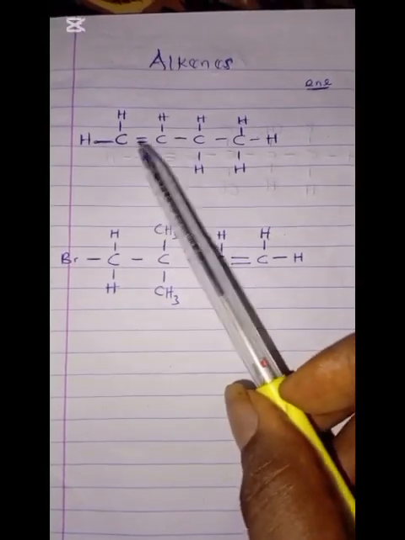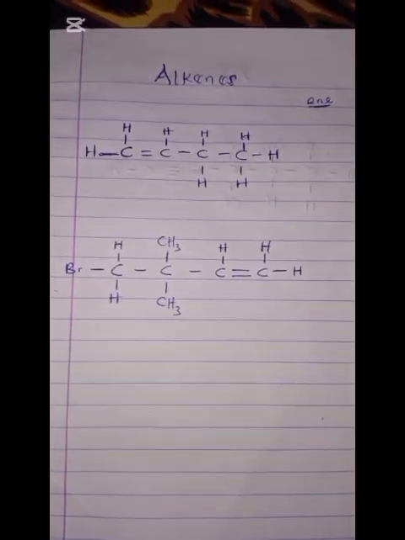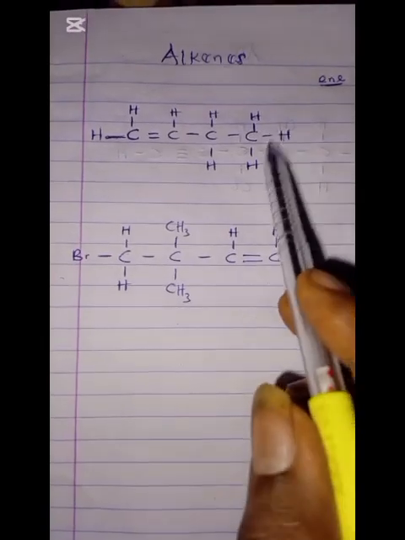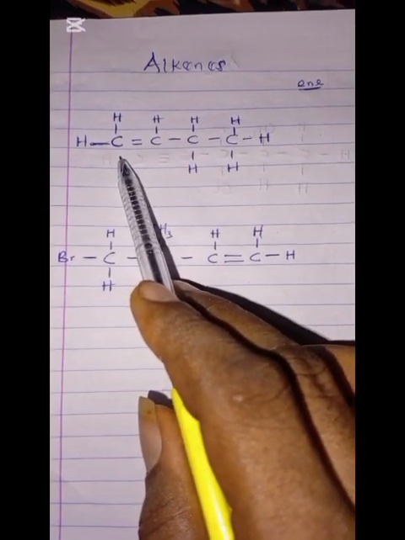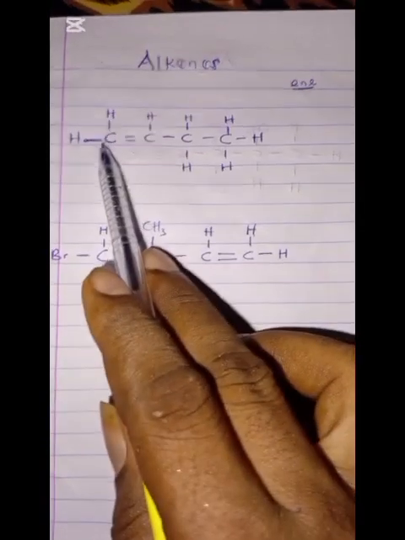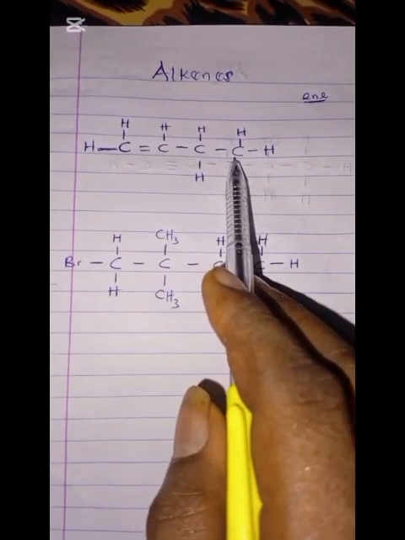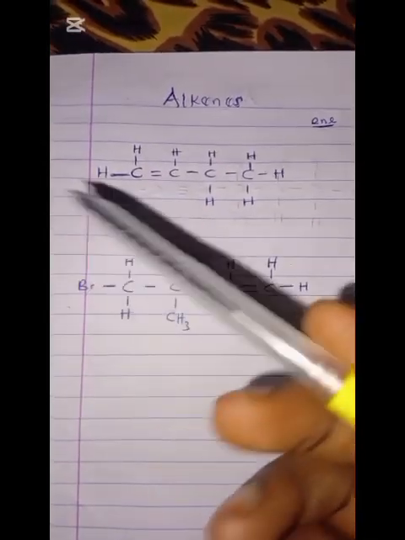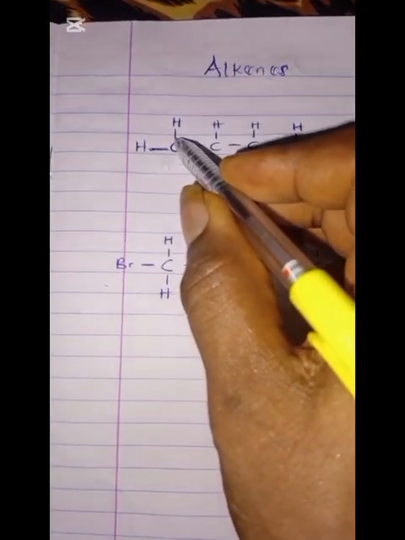So you number the carbons starting from the side that will give the double bond the lowest number possible. Now listen, if you number from here, you have 1, 2, 3, 4, which means the double bond is between carbon 3 and carbon 4. But if you count from the left side, we have 1, 2, 3, 4, which means that it is between carbon 1 and carbon 2. So from the left, we give this functional group the lowest number possible. The best thing to be done is to count from the left side in this case.